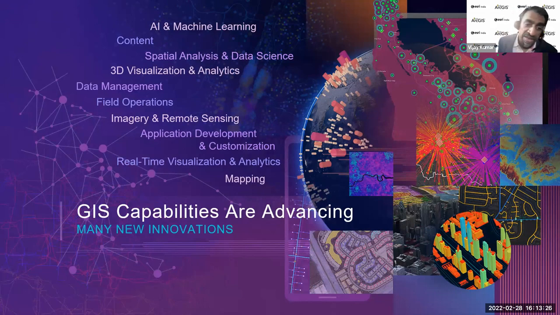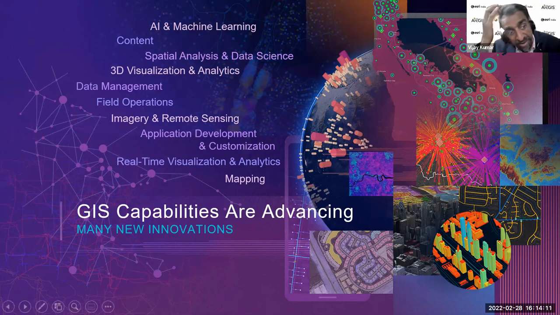If you see this, what are the GIS capabilities, in which areas is it advancing? As I mentioned earlier also, AI machine learning is becoming a buzzword and there is a large requirement also. Believe me, lots of students are studying this, but still there is a huge demand and gap in the industry. We are still looking for qualified, skilled people in all these areas. Spatial data science and 3D visualization are also catching up. And I don't know how many of you have heard of the Government of India having a program around creating 3D maps for the entire country, major towns. Then you have data management, field operations. Field operations are also becoming geo-enabled. Imagery and remote sensing, application development, real-time visualization, IoT integration also is becoming very, very pervasive now.